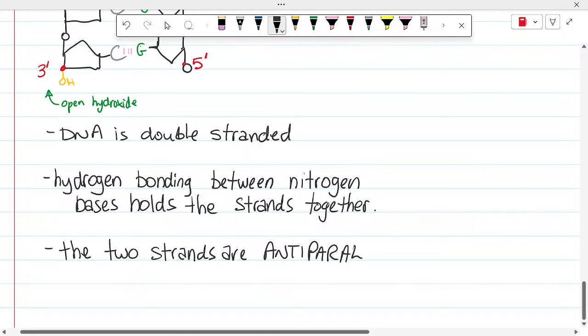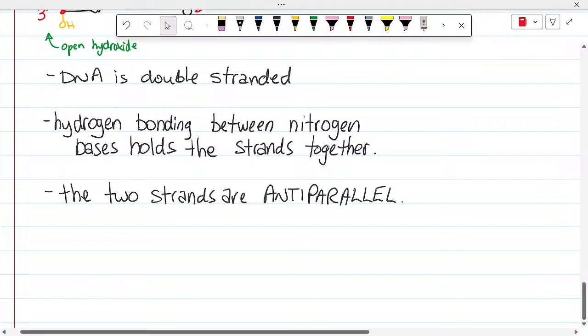Oh God, double L, E, single L, right? That looks wrong, but I think it's right. Is it right? It looks wrong, right? Can we all agree?